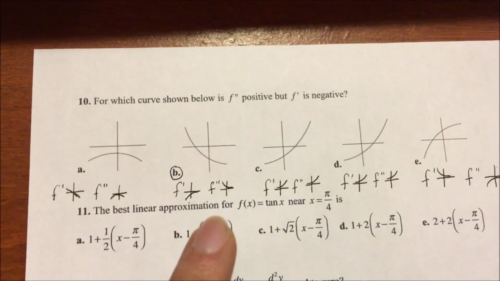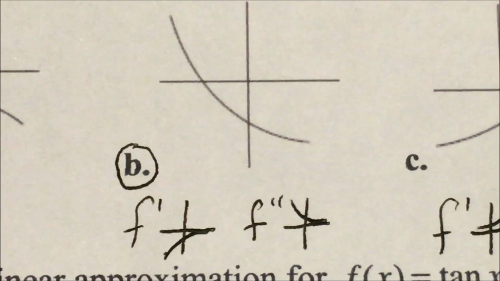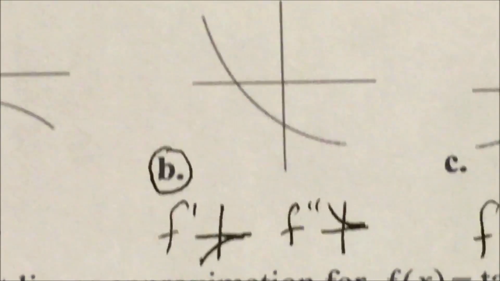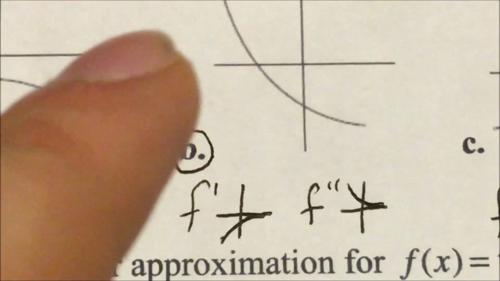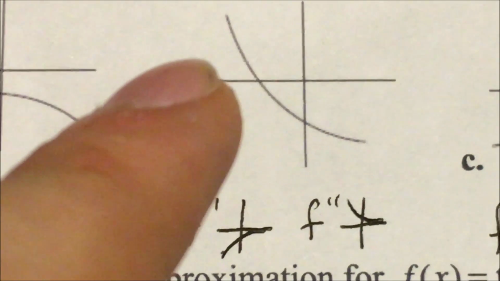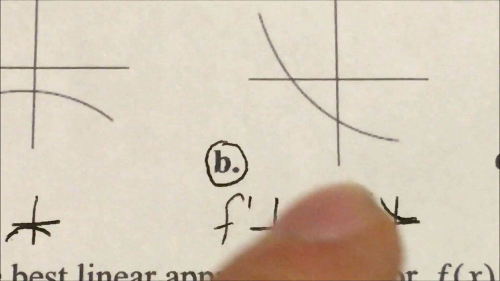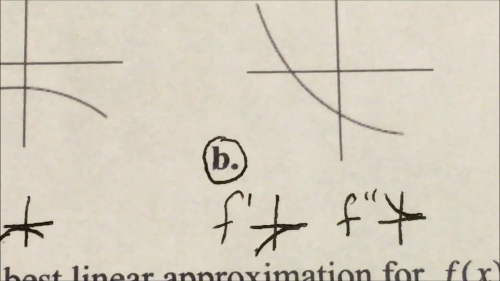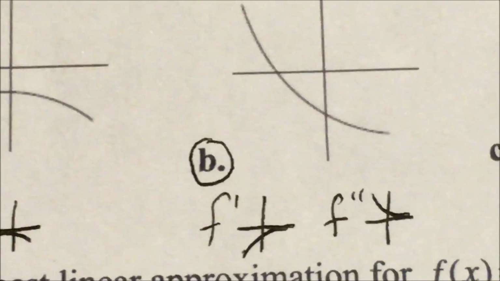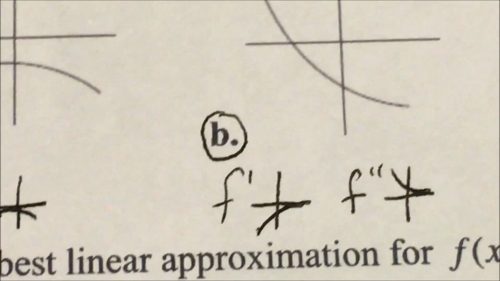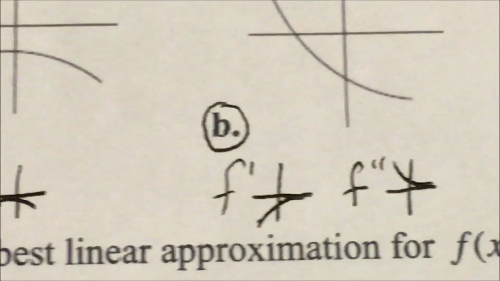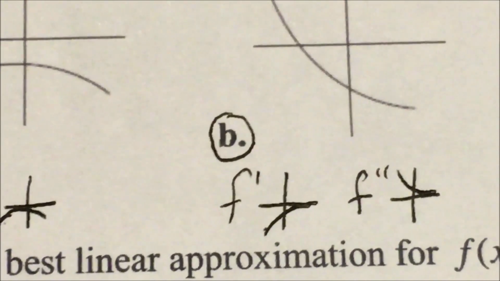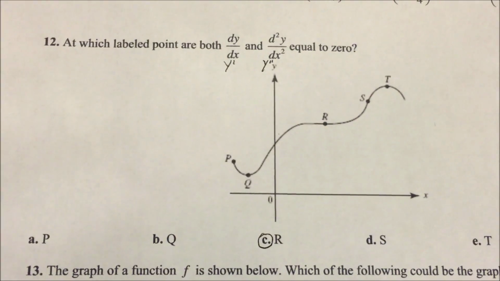And I know that f prime is negative because, as you can see here, it is the downward sloping graph, so no matter what, f prime always has to be negative. And then f double prime is basically the slope of the f prime graph, and as you can see, it's an increasing graph, so f double prime always has to be positive.